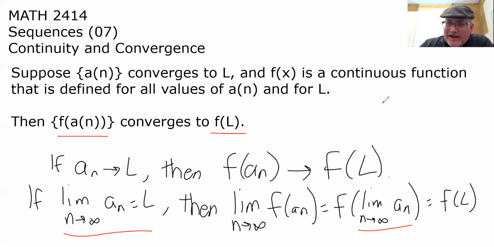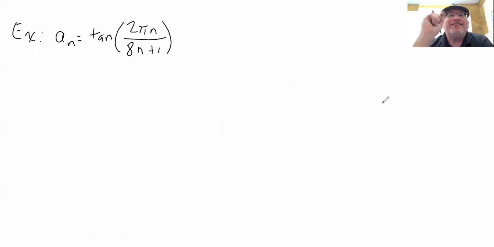So how does this look in practice? Well, let's take a look at a couple of examples. For the first one, we're going to take the sequence a_n equals the tangent of 2 pi n over 8n plus 1. Now, right out the gate, we have an issue with continuity because if a function is continuous, then its graph can be drawn in one continuous motion without lifting your pen or pencil from the paper.